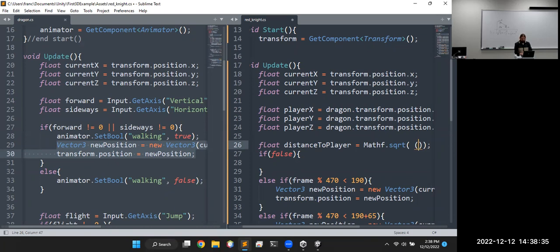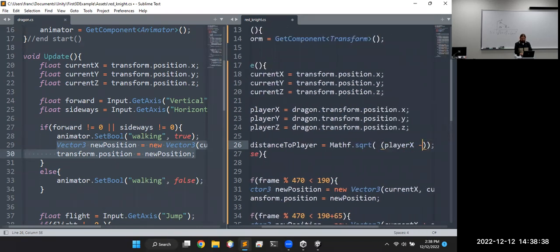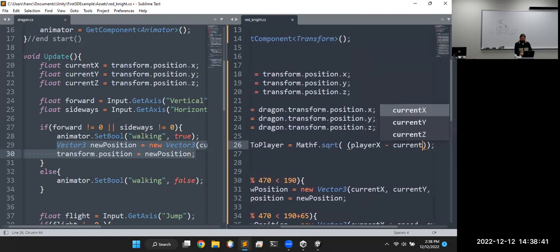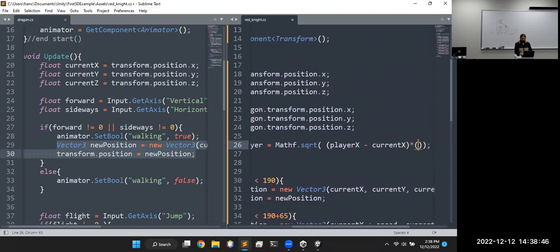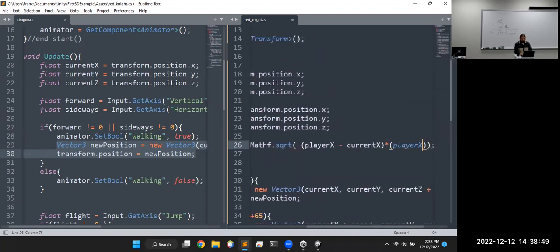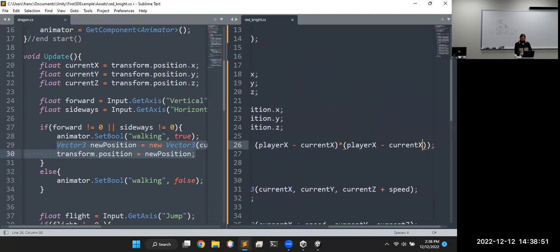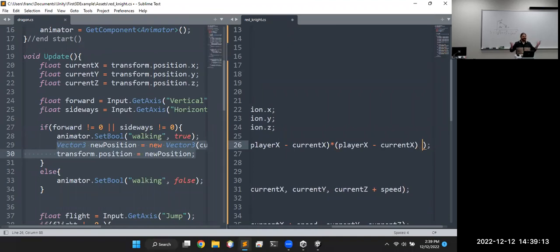But our, I'll do player first. Player X minus our current X. And since it's just squared, I'm just going to multiply it out. To do exponents, we should really be using a pre-built function. But for squaring, I find it's a lot easier just to copy and paste that twice. Because when we multiply it twice, it'll come out the same, and then we don't have to remember some fancy name for a pre-built function.